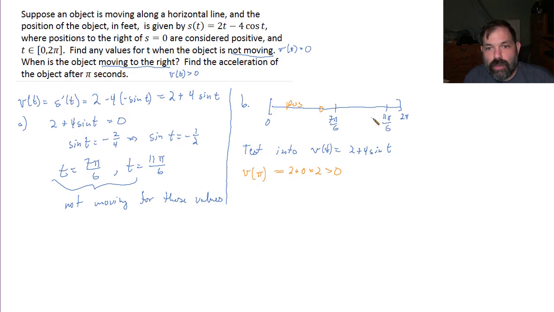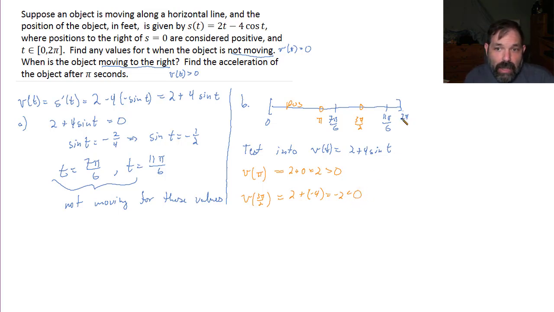Testing between 7 pi over 6 and 11 pi over 6, how about 3 pi over 2? The velocity at 3 pi over 2. At 3 pi over 2, the sine is negative 1, so that would be 2 plus negative 4, which is negative 2, which is, of course, negative.